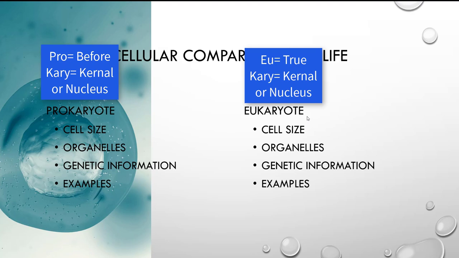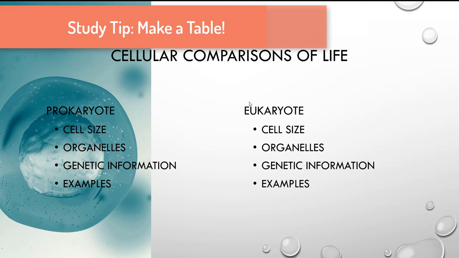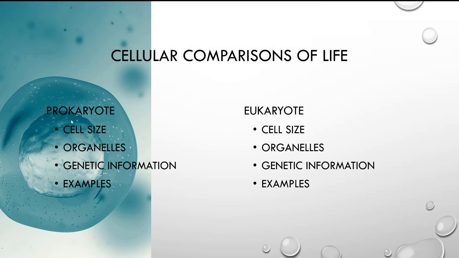So in the next few slides, we're going to compare these two types of cells. Okay, and remember, every single cell in the entire world can either be classified as prokaryotic or eukaryotic. And we're going to divide them based on their cell size, if they have organelles, the type of genetic information they house, or where it is, I should say, and then some examples.